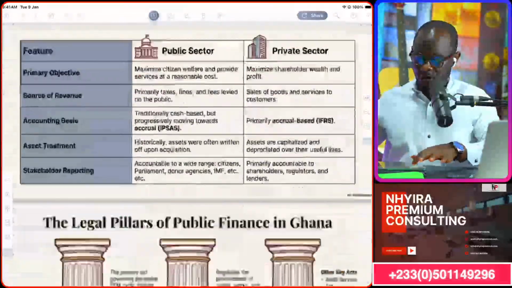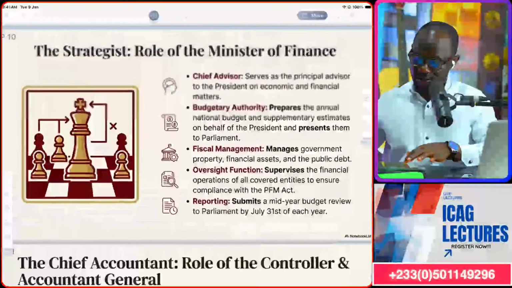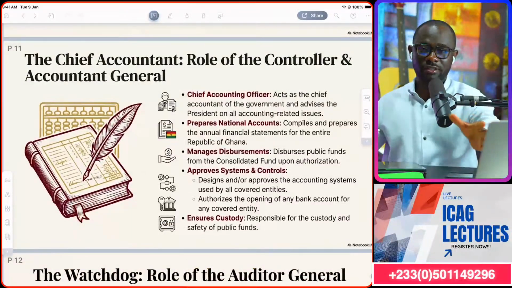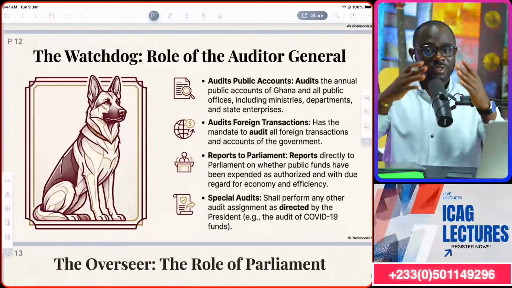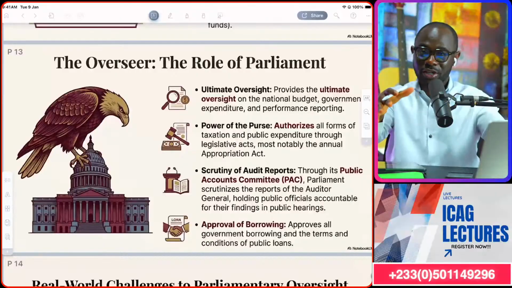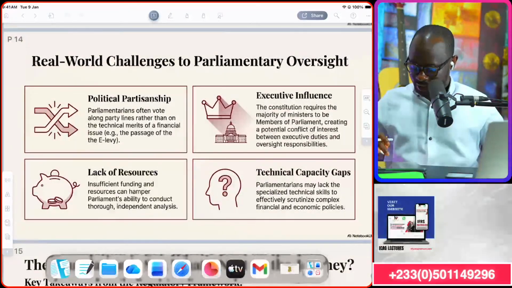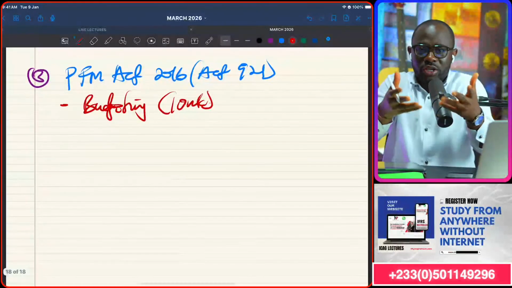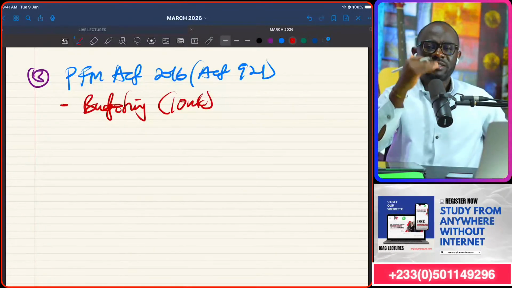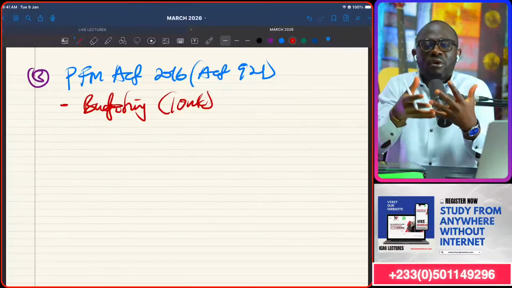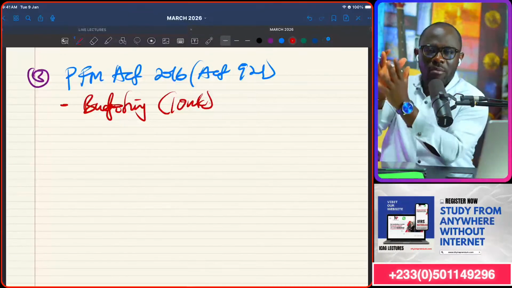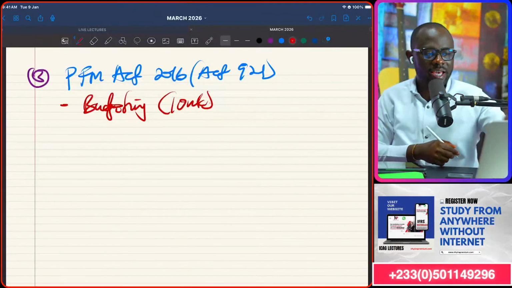So we spoke about the role of key public officers. Right? The Minister of Finance, what the Minister of Finance does. The Controller and Accountant General, what the Controller and Accountant General does. The Auditor General, who is the watchdog. Then Parliament, who plays the oversight responsibility. Okay? And those things are all going to be discussed in some way, shape, or form in the Public Financial Management Act. So as a public sector accounting and finance student, one primary document of reference that will play a key role in your ability to pass the public sector examination is this act.